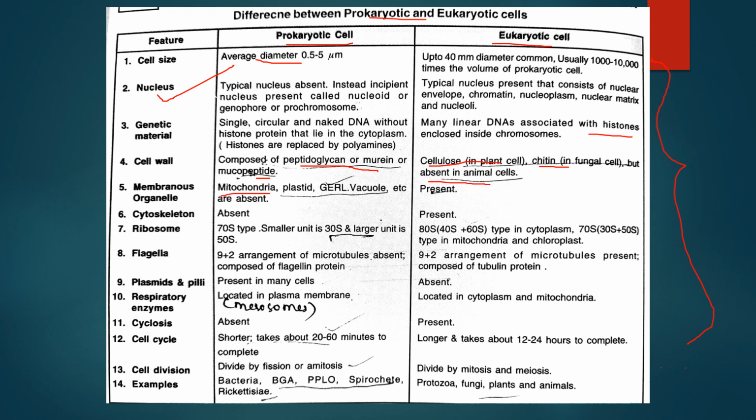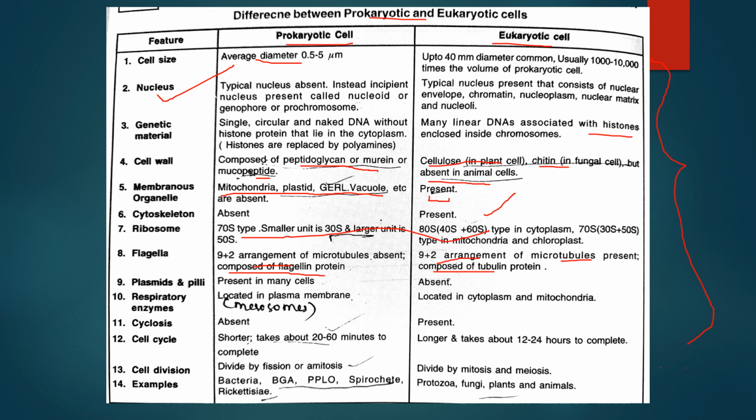Then mitochondria, plastid, then GERL system. What is GERL system? GERL system is composed of Golgi bodies, endoplasmic reticulum, lysosome. So all these are absent in prokaryotic cell. Vacuoles are also absent, but in eukaryotic cell, all these structures are present. The ribosome is 70S type in prokaryotic cell, but it is 80S type in eukaryotic cell. The 9 plus 2 arrangement of microtubules is absent, and the flagella of prokaryotic cell is composed of flagellin protein, but the 9 plus 2 arrangement of microtubules is present in eukaryotes and it is composed of tubulin protein.